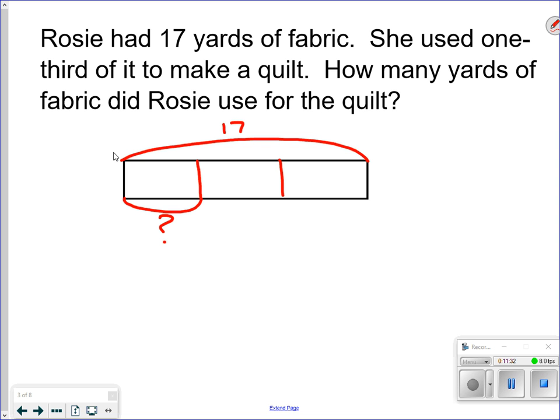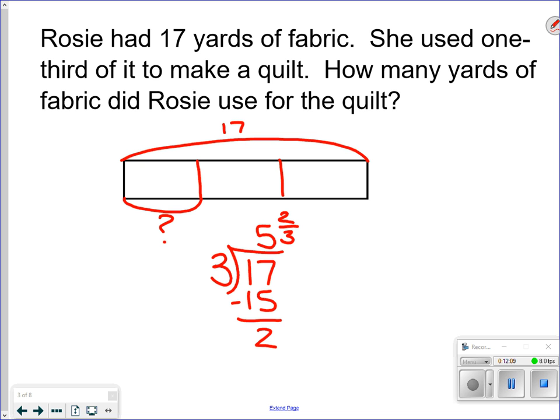So, 17 divided by 3. How many times can 3 go into 17? 5. 6 is too much, it's 18. So it goes in 5 times. What's 5 times 3? 15. You're left with 2. So how many yards did she use for the quilt? 5 and 2, 5 and 2/3.